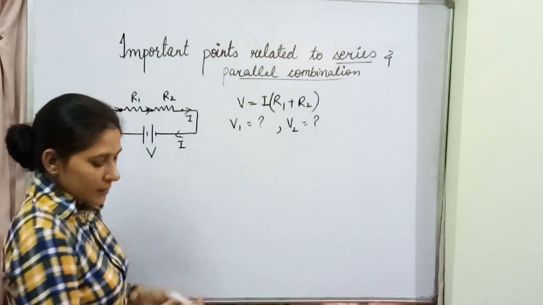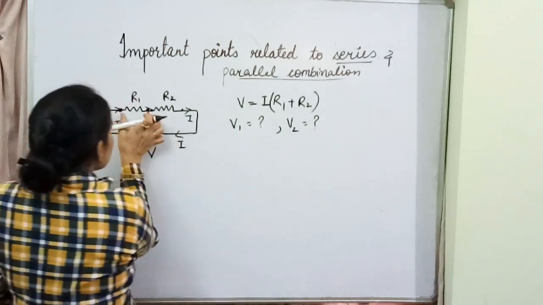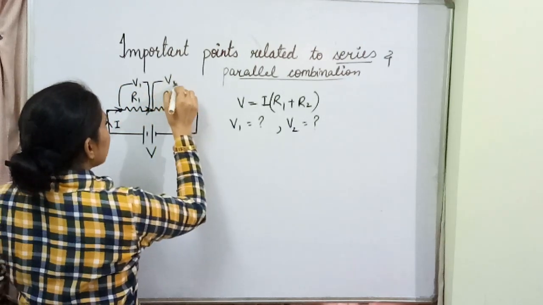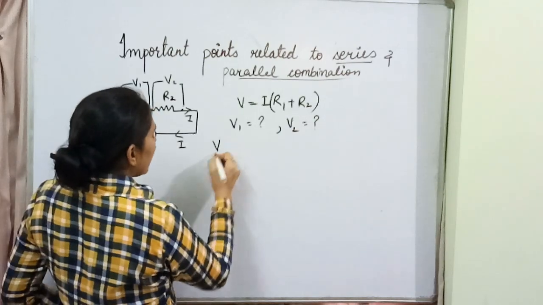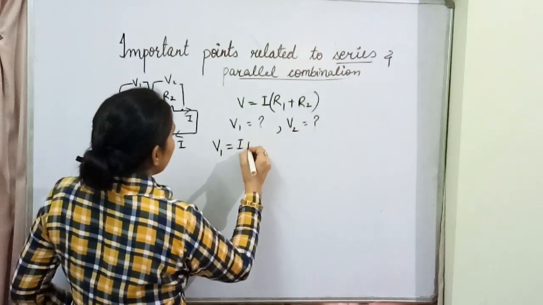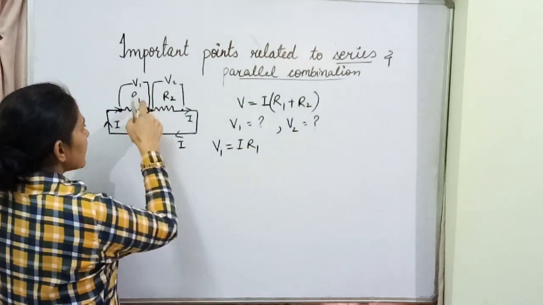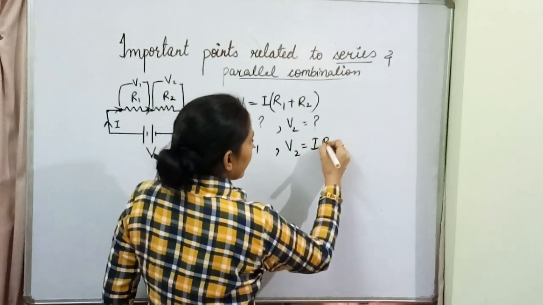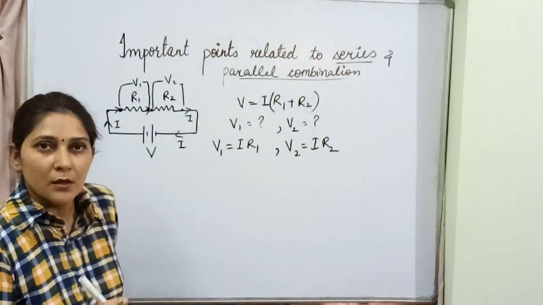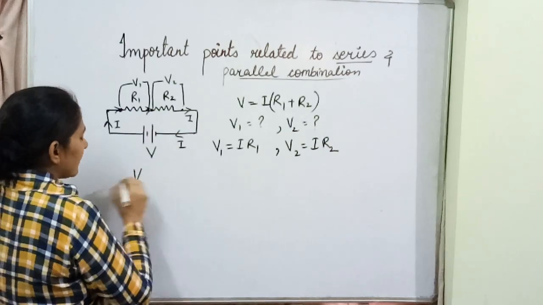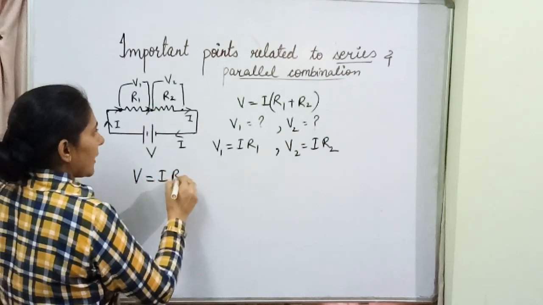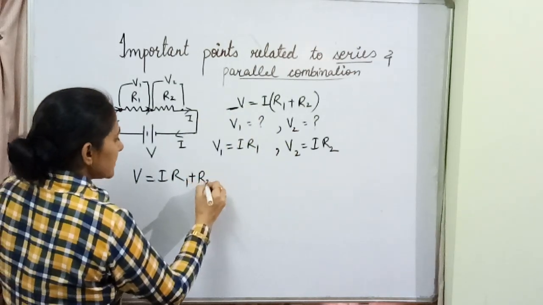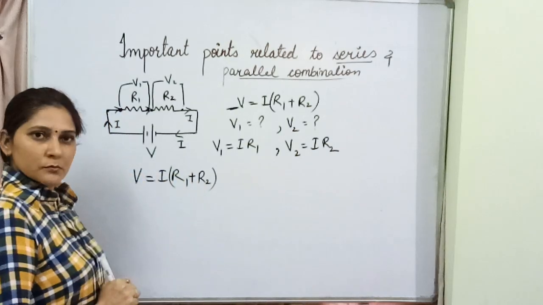For that, what we can do is, we are aware that for this one we are saying V1, and for this one we take it as V2. So how can we give the value of V1? V1 is given by I R1 because the current will remain the same and the resistance is R1. For V2 what can we write? V2 is given by I R2. Now in general we are writing V is equal to IR, as I have written over here, and instead of R we can write R1 plus R2. Got it?